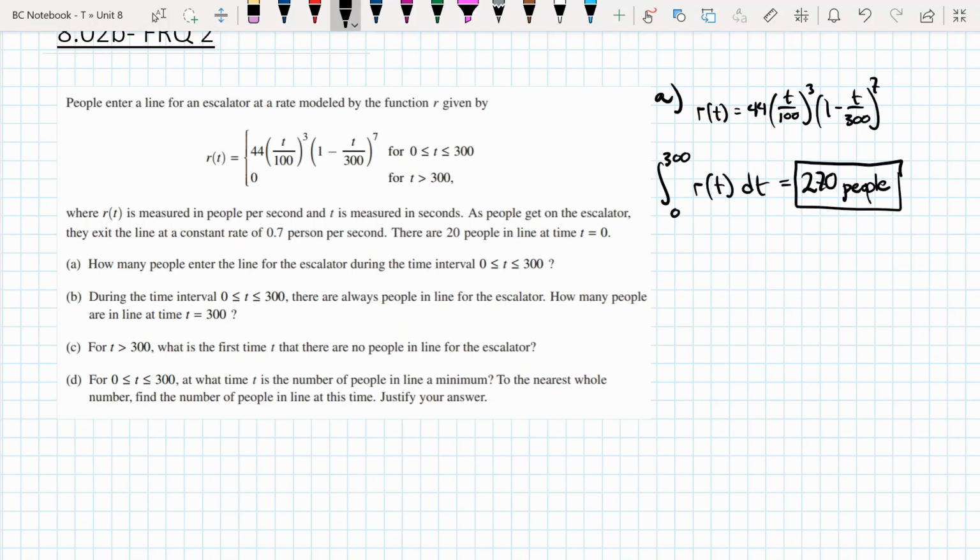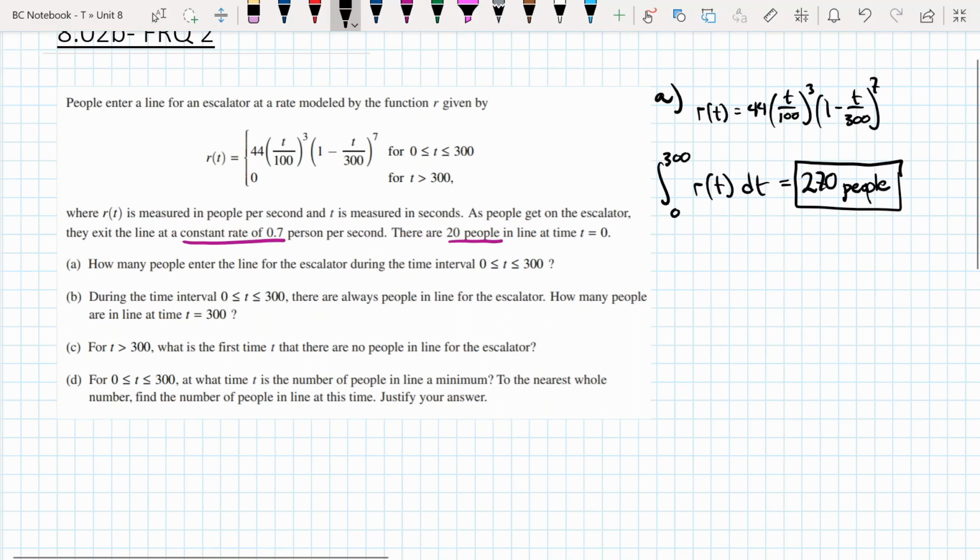Just to save time, I'm going to try and skip plugging some of these in the calculator. Letter B: during the time interval 0 to 300, there are always people in line for the escalator. How many people are in line at time t equals 300? This is sort of like the last question of FRQ 1. We want the initial amount, the total amount that have entered the line, and then the total number who have exited the line. And that's going to come from this right here.